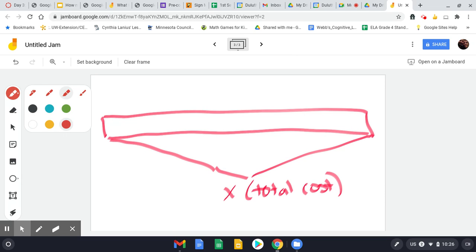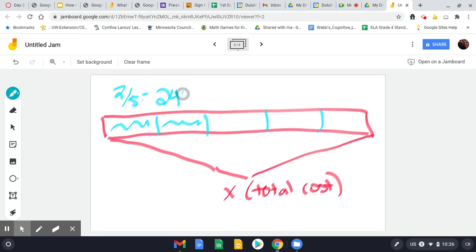Now we know that we raised $240, and we know that $240 is 2/5 of the cost of the trip. So I'm going to take the cost of the trip and I'm going to divide it into fifths. So each of these represents a fifth, and we've raised 2/5 of what we need to raise. And that equaled $240. So these two bars together equals $240.